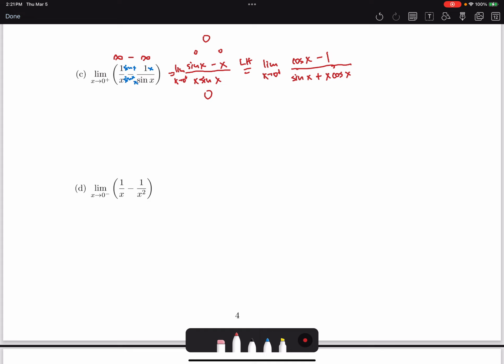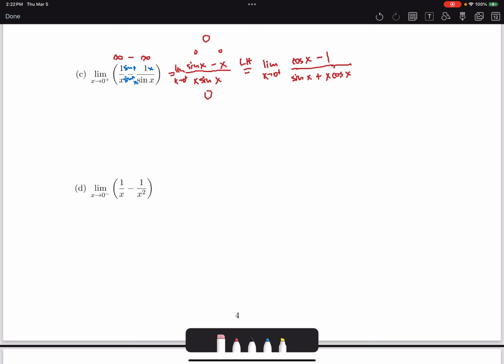Okay. What happens when we plug in 0 now? If we plug in 0, sine of 0 is 0, and cosine of 0 is 1, but 1 times 0 would still be 0. We get a 0 plus 0, which is 0 in the denominator. Okay, but we also get a 0 in the numerator, don't we? Because cosine of 0 is 1, and 1 minus 1 is 0. Okay, well, that means that we could apply L'Hopital again.